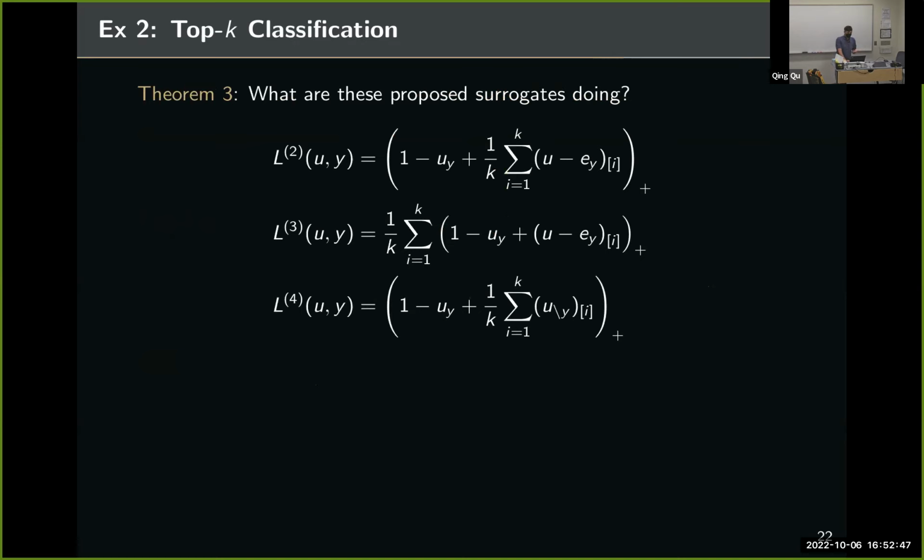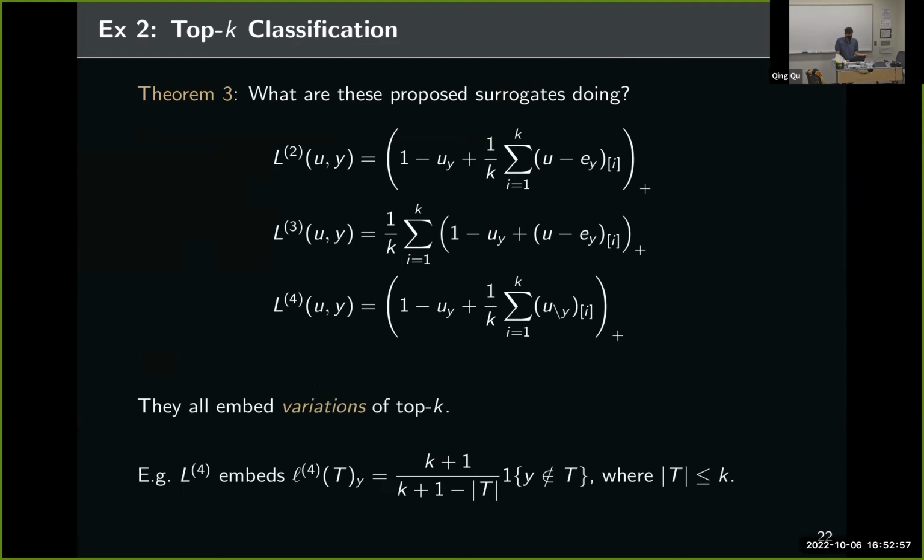Okay, and then finally, we have all these inconsistent surrogates. Using the third part of our framework, given an inconsistent surrogate, you can still ask what it is doing. It turns out they're all interesting variations on the top K problem, often where you're allowed to predict a set of smaller size than K. So here's what L4 embeds.